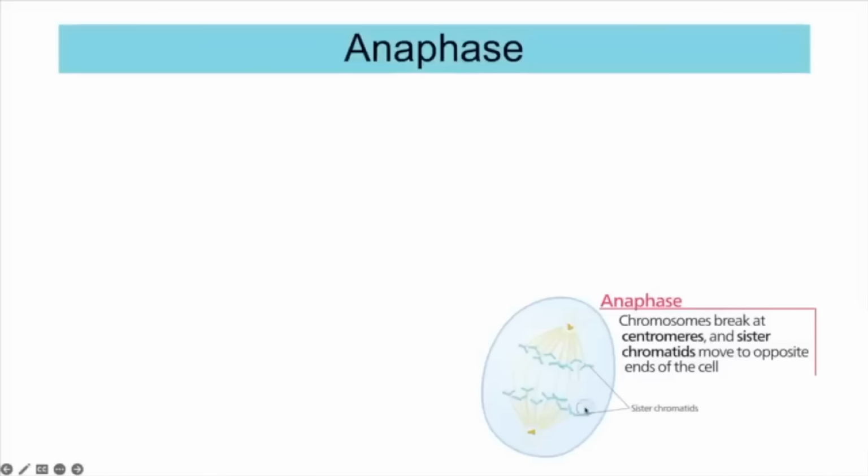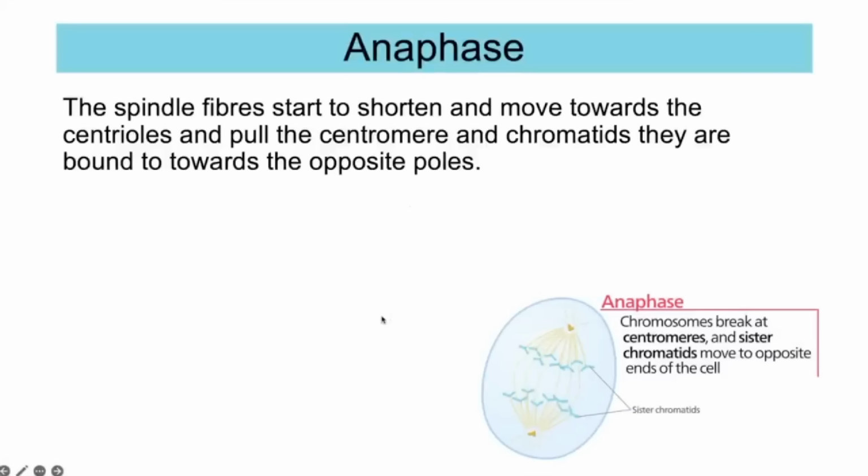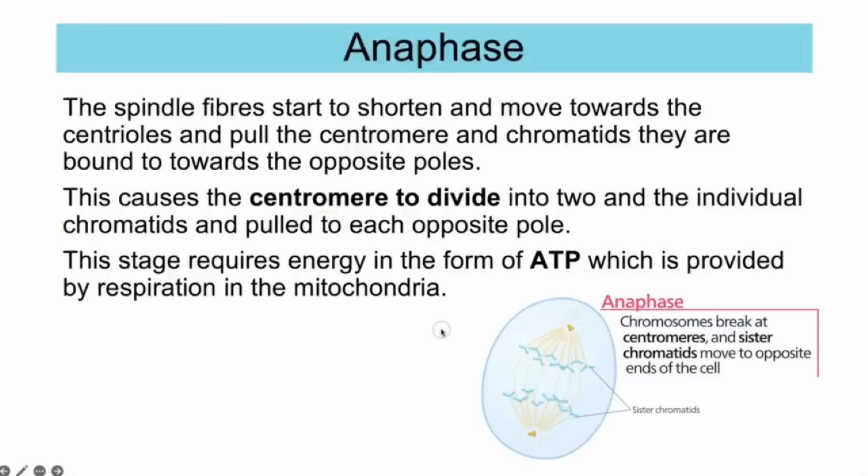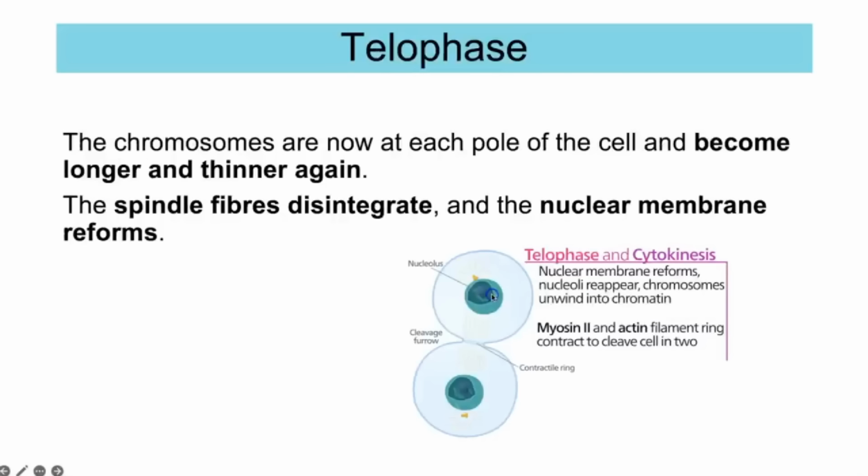So in anaphase, this is when the spindle fibres start to shorten and move towards the centrioles and pull the centromere and chromatids they are bound to towards those opposite poles as well. This causes the centromere to divide into two, and the individual chromatids are then pulled to the opposite pole. This stage requires energy in the form of ATP, which is provided by respiration in the mitochondria.